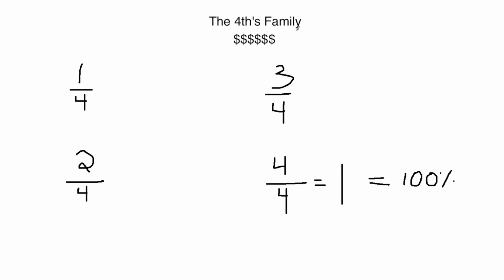Now, is there any family members? We only did the 2nds and we have only done the 3rds. But out of those 2 families, is there a family that can be related to the 4ths? The answer is yes. The 2nds. Which one in particular? This one doesn't look good. There's an even number over an even number. So what factor can go into both 2 and 4? Well, the answer is 2.